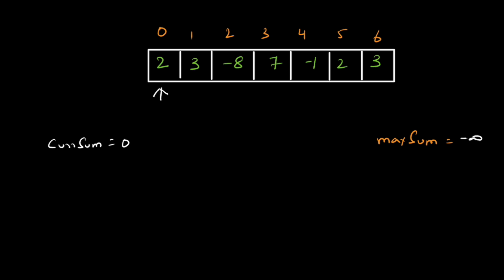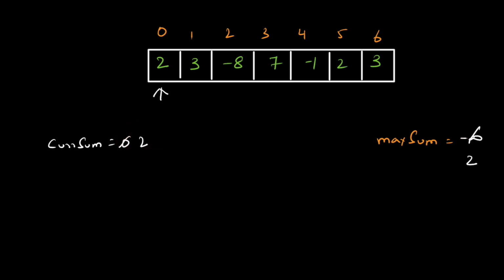First, we'll come at index 0. At index 0, the element is 2. So we'll add this element to current sum. So the current sum becomes 2. And as I said, while updating the current sum, we need to parallelly update the maximum sum too. So we'll check whether the current sum is greater than maximum sum. Yes. So we'll update maximum sum to 2.